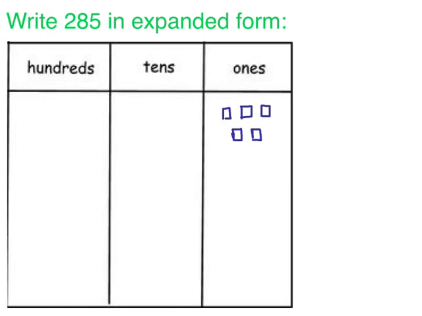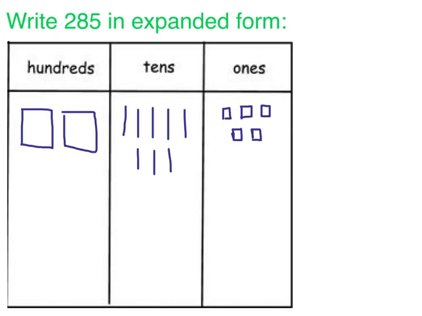It has an 8 in the tens place. So I'm going to draw in 8 rods. I can just use sticks to show tens. 1, 2, 3, 4, 5, 6, 7, 8. And it has a 2 in the hundreds place. So I'm going to draw in 2 hundred splats. 1, 2. Now, I can determine the value of each digit, what it's worth.